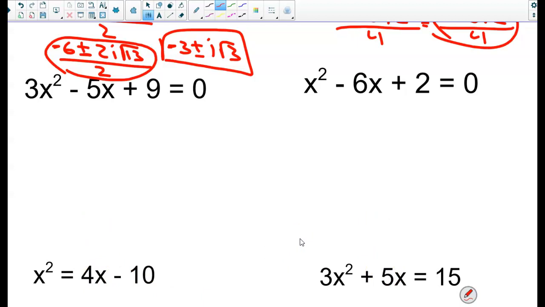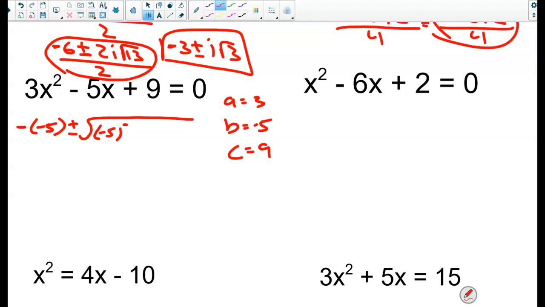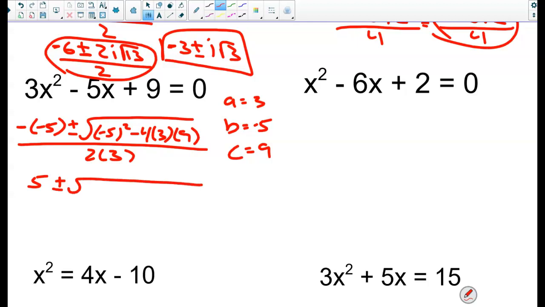Okay, here my A is 3, my B is negative 5, and my C is 9. So when I plug in negative, negative 5, plus or minus the square root of negative 5 squared, minus 4 times 3 times 9, over 2 times 3. Negative, negative 5 is 5, plus or minus, negative 5 squared is 25, minus 4 times 3 times 9. So 4 times 3 times 9 is 108. So 25 minus 108 over 6.